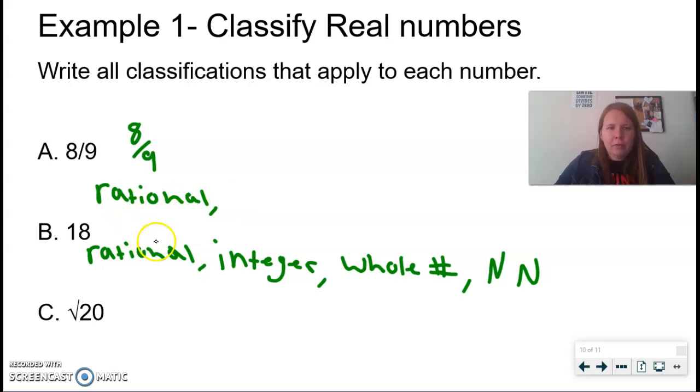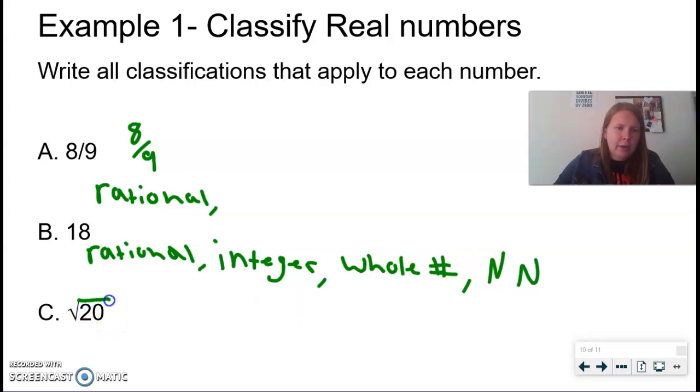So 18 would be rational, it would be an integer, it'd be a whole number, and it would be a natural number. A is just rational because it is a fraction. Remember, integers have to be an actual whole value, but they can be positive or negative. Whole numbers then are going to be 0 and above, and natural numbers are 1 and above or higher.